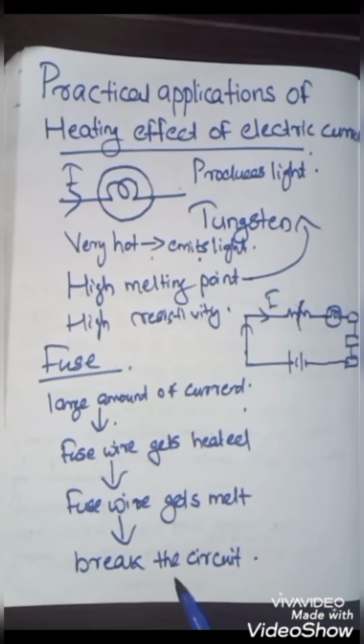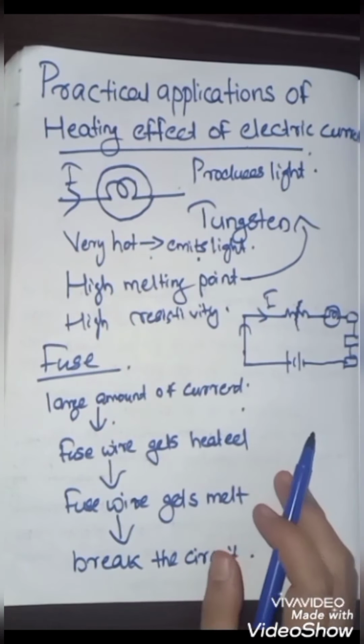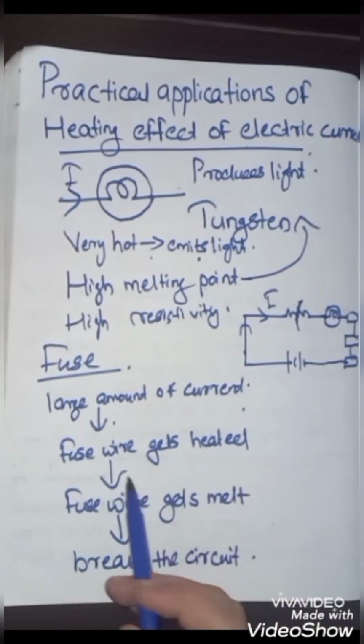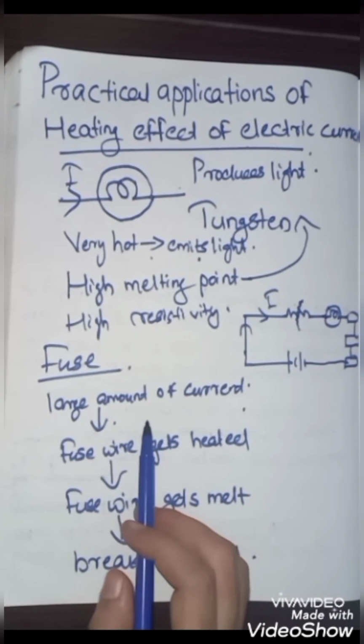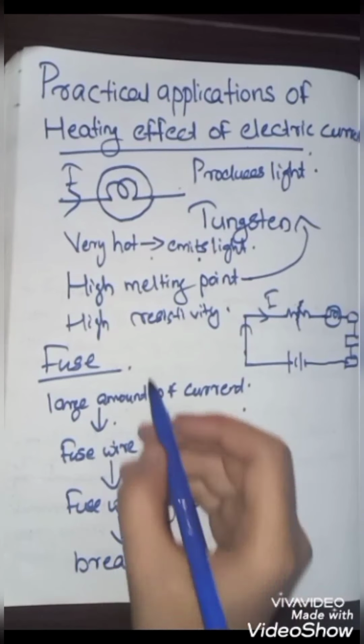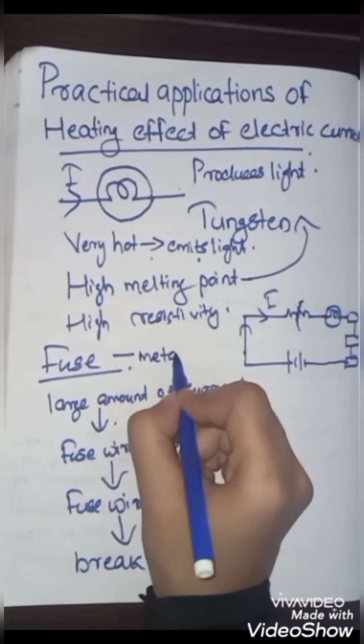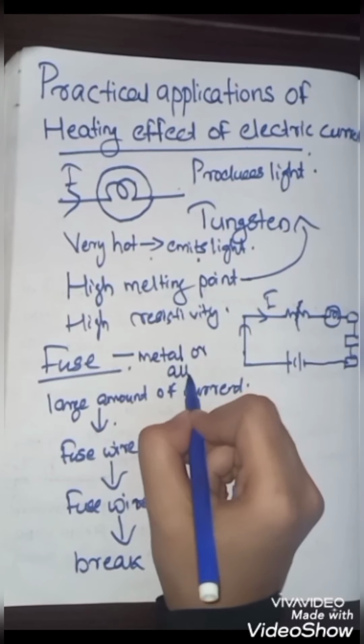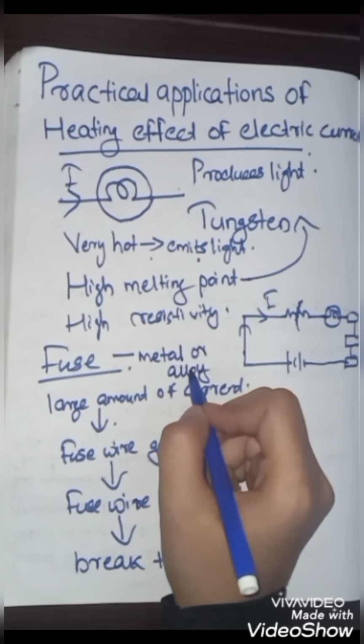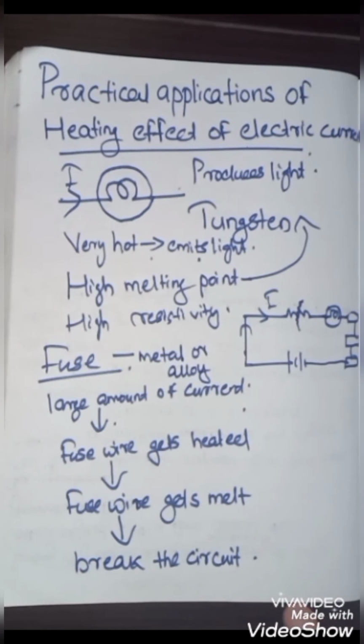This is another practical application of the heating effect of electric current. The fuse wire is a piece of wire made of a metal or an alloy, for example aluminum, copper, or iron. Hope you understand the two practical applications of the heating effect of electric current, or of Joule's law of heating. The first is the filament of the electric bulb, and the second is the fuse wire.